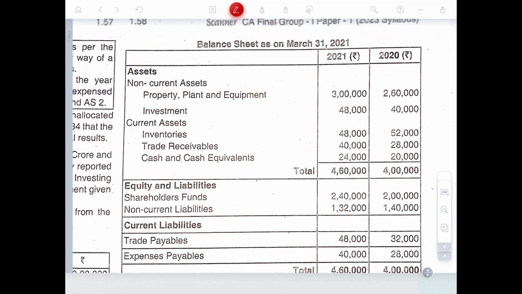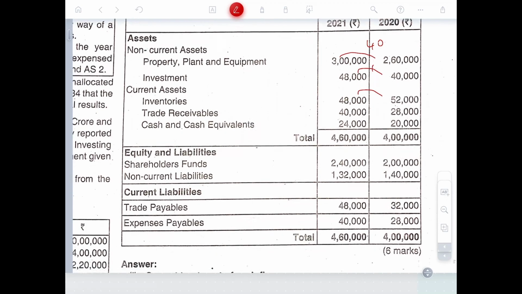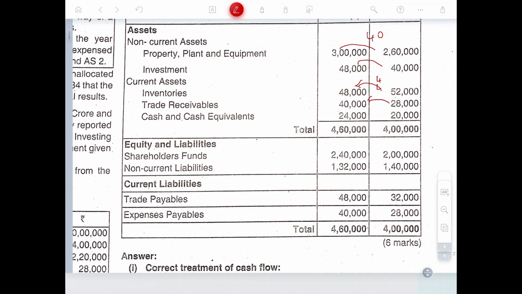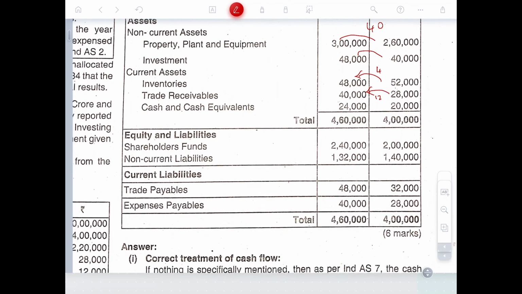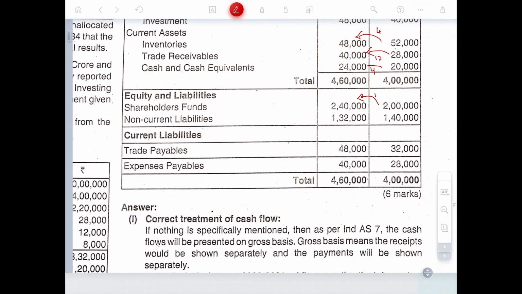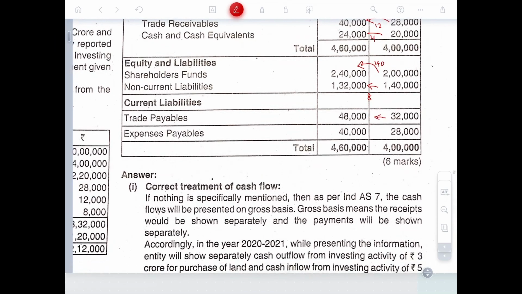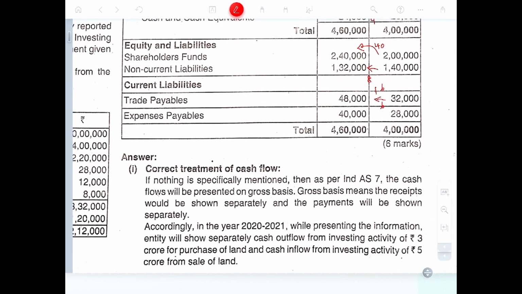Balance sheet: current asset, non-current asset. Asset increased by 40,000, investment increased by 8,000, inventory decreased by 4,000, trade receivable increased by 12,000, cash and cash equivalent increased by 4,000. Shareholder fund increased by 40,000, non-current liability decreased by 8,000, trade payable increased by around 16,000, trade expenses increased by 12,000.